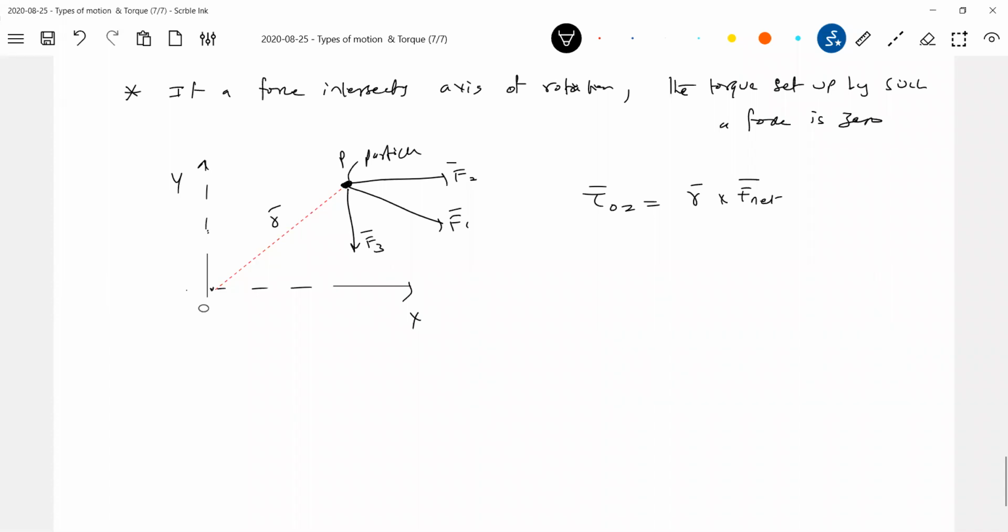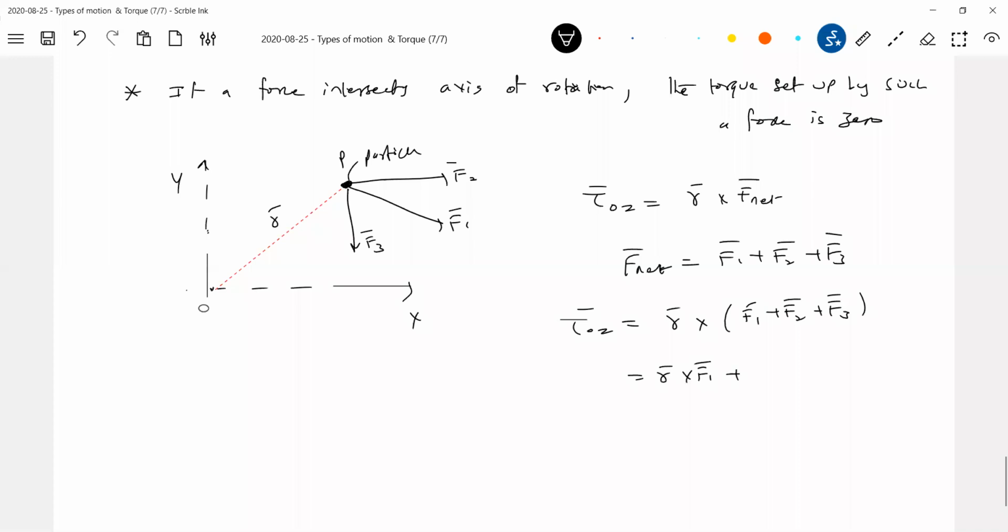Now, what is F net? We know from vector concept, F net is F1 bar plus F2 bar plus F3 bar. Let me substitute here. R bar cross F1 bar, going back to vector cross product, plus R bar cross F2 bar, plus R bar cross F3 bar.